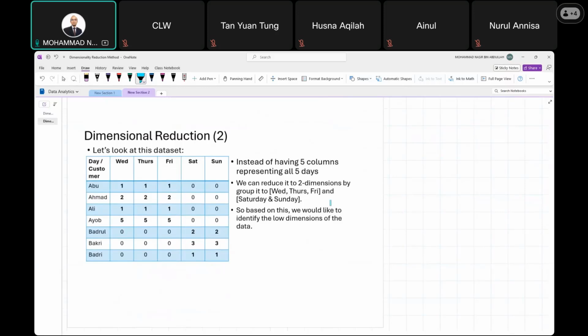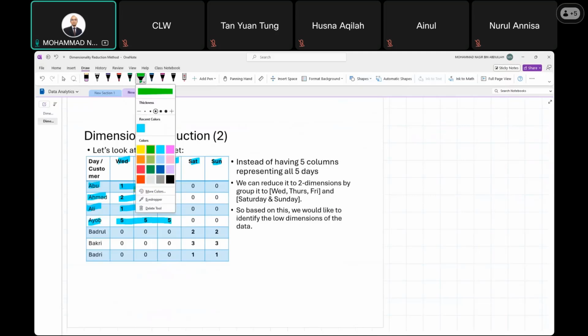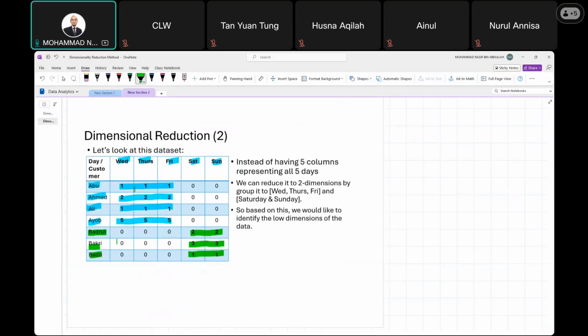Now let's look at this data set. We have customers and days, right? If you look at this data set, we have five columns, right? Wednesday, Thursday, Friday, and Sunday. If you look at the first four observations, Ahbu, Ahmad, Ali, Ayub, they all prefer to come on weekdays, right? For the last three observations, Badrul, Bakri, Badrin, they all prefer to come on the weekend, right?